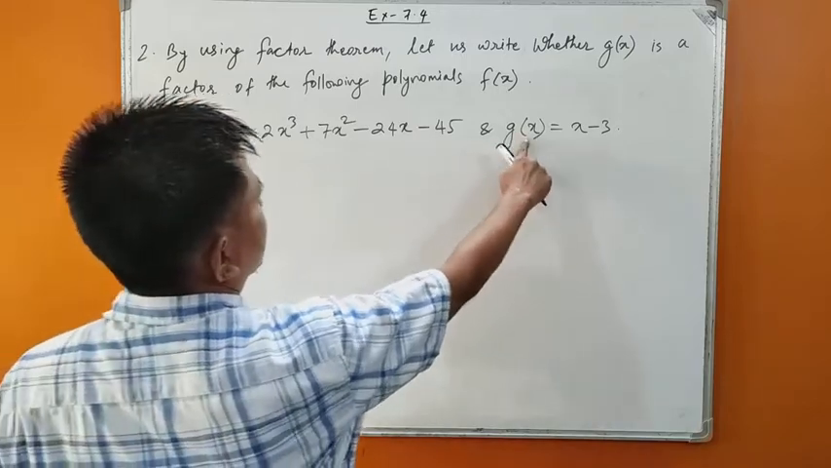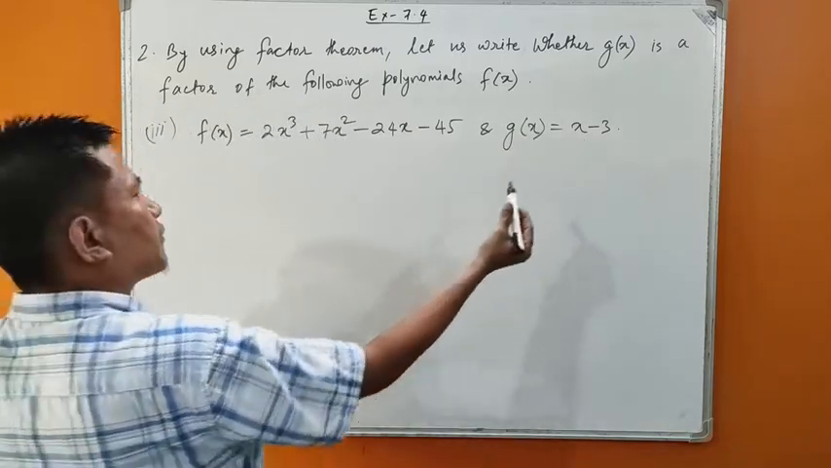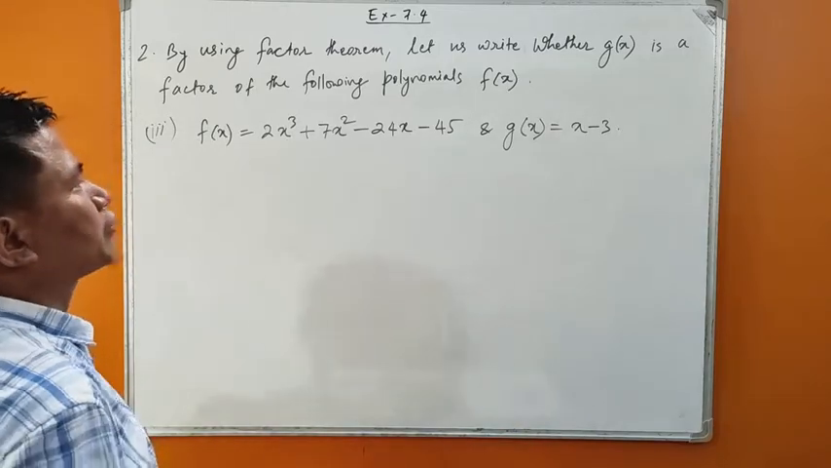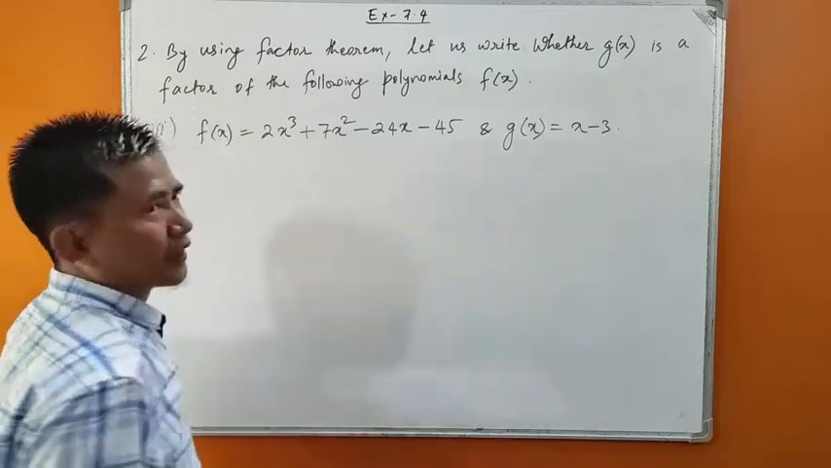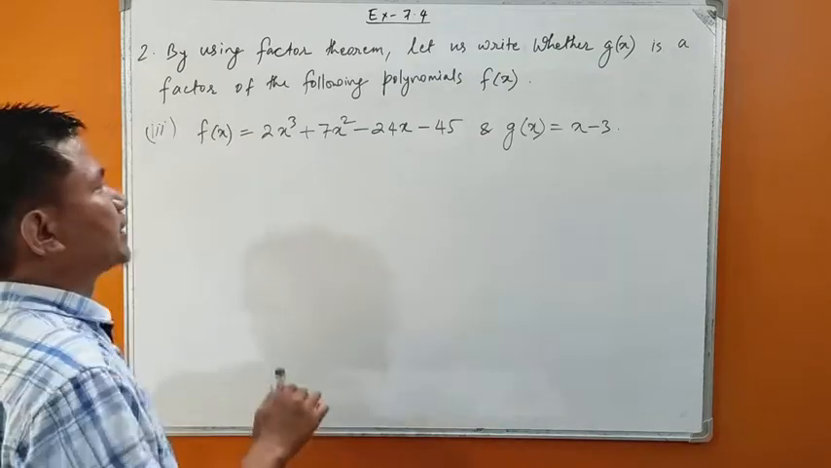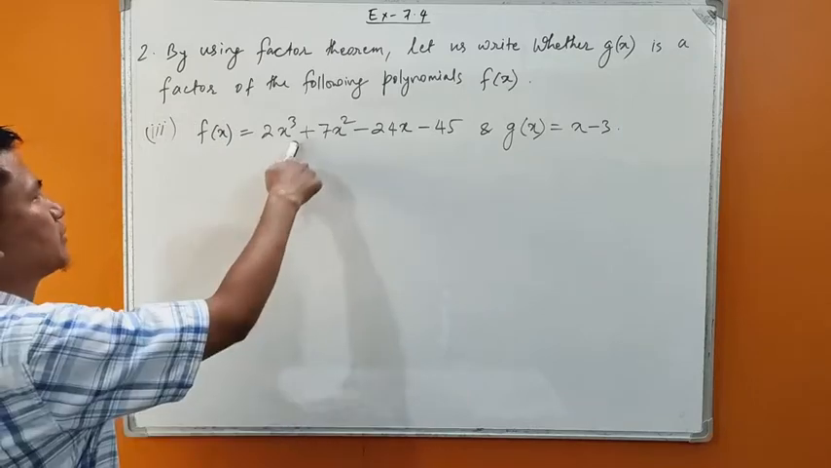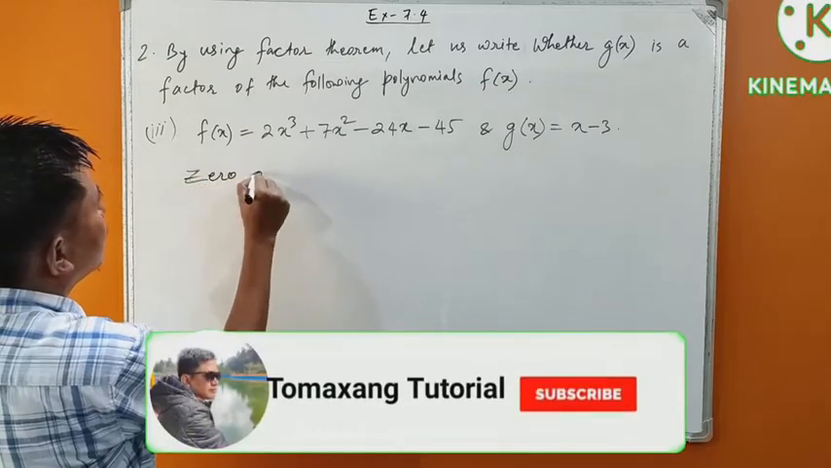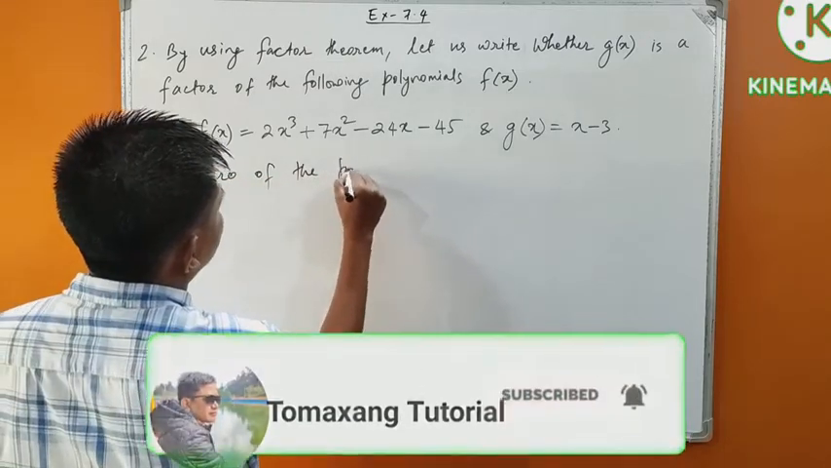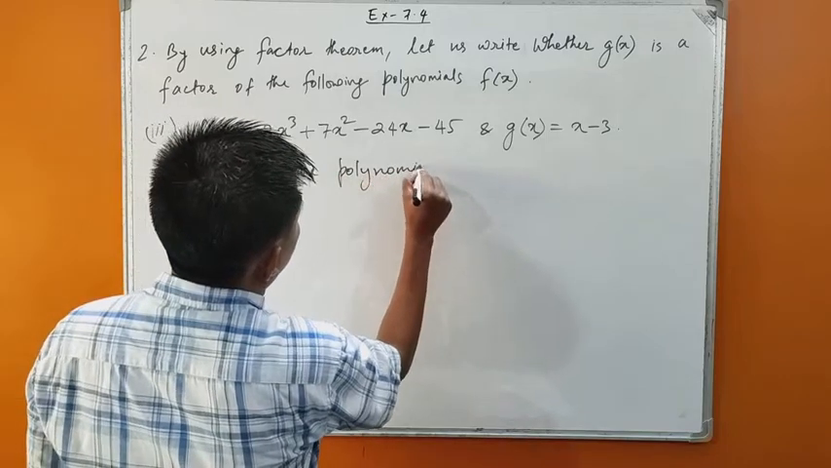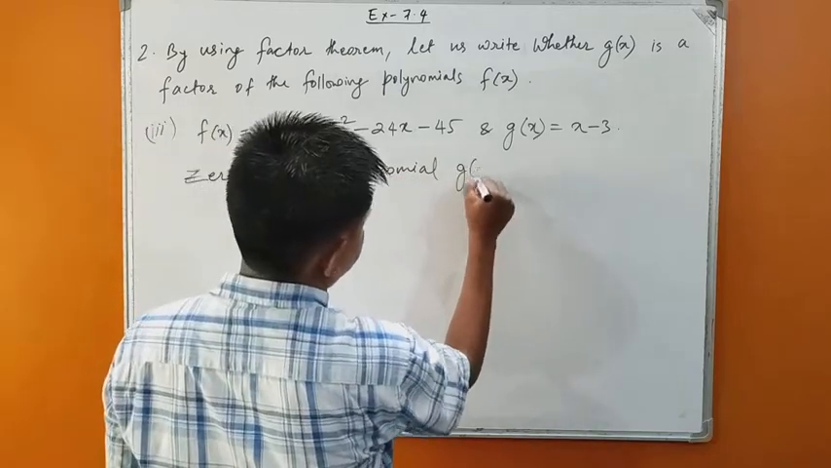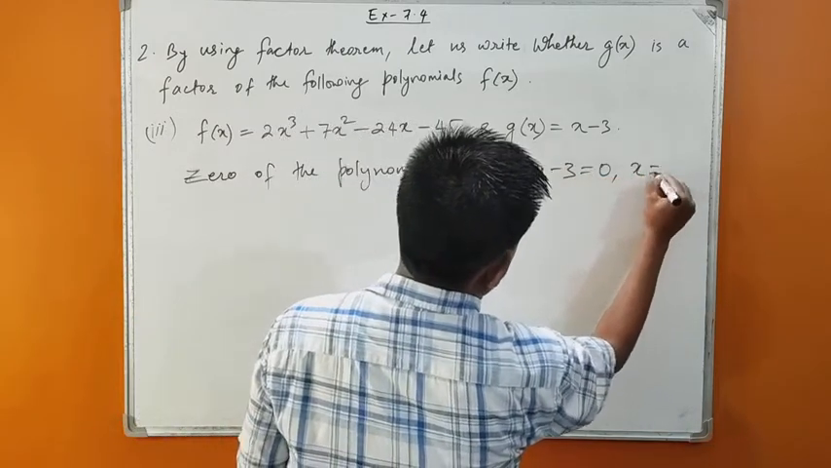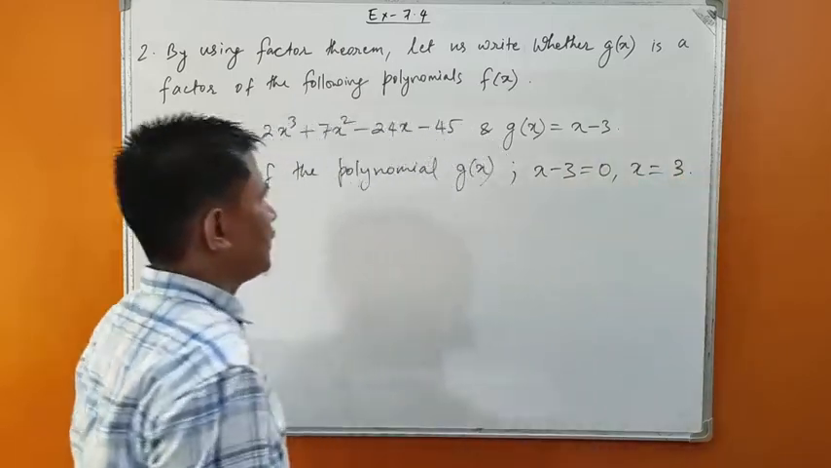fx is this expression and gx is this expression. So we are asked to verify whether x minus 3 is a factor of this expression or not. To check this, we divide this expression by this expression, and if we get the remainder to be 0, then we can say x minus 3 is a factor of this expression. Okay. Now the zero of the polynomial gx is x minus 3 equals 0, isn't it? So x equals minus 3 becomes plus 3.